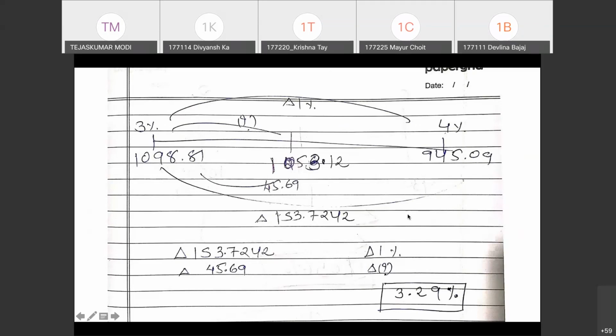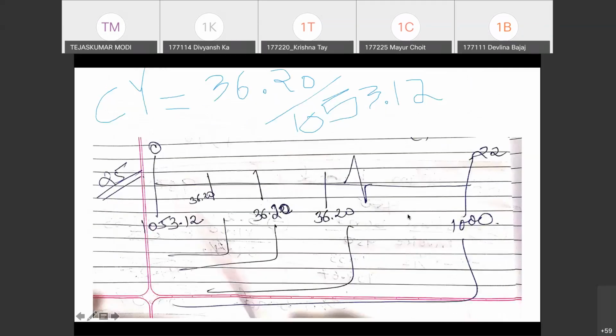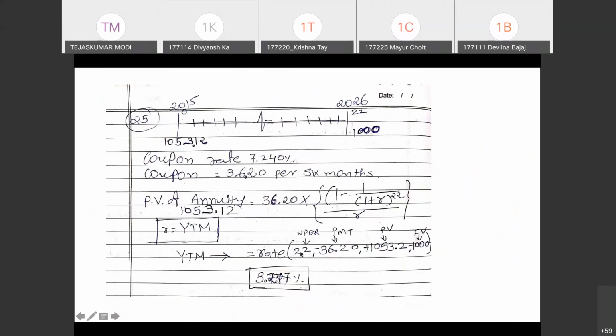If I use Excel, it makes it much easier for us to understand. So I will use the RATE formula. NPER is 22. PMT is the periodic payment, that is 36.20 every 6 months. I have put that with a negative sign. You can also use the positive sign, but if you use a positive sign for PMT and future value, you use a negative sign for present value. That is how it is, right? Present value is what I am paying today, 1053.12, and I am expecting 1000 after 22 periods, right? So if you use this formula, the answer is 3.277.